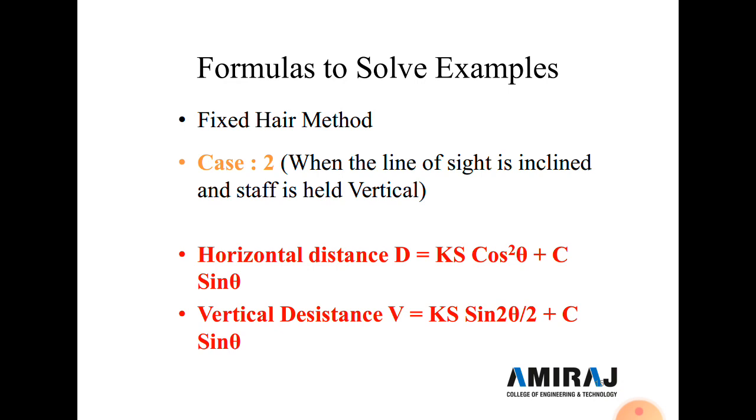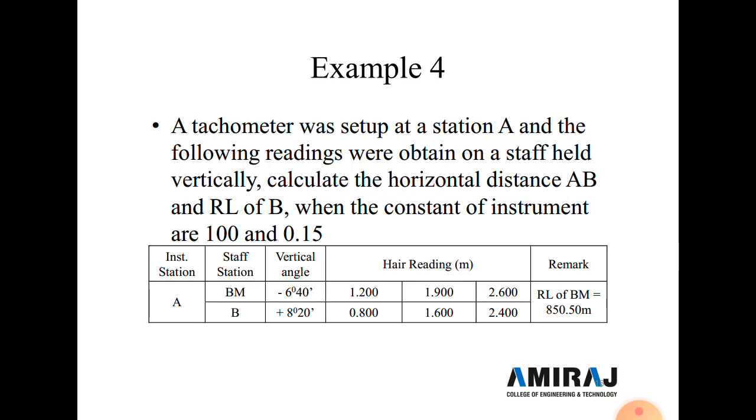Horizontal distance D is equal to K S cos squared theta plus C cos theta, and vertical distance V is equal to K S sin 2 theta divided by 2 plus C sin theta. These two equations are for finding the distances when the line of sight is inclined and the staff is held not normal to the line of sight. So now, example number 4.